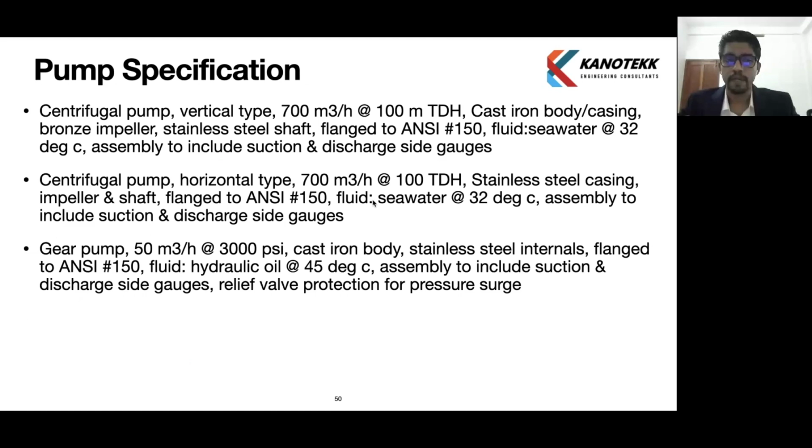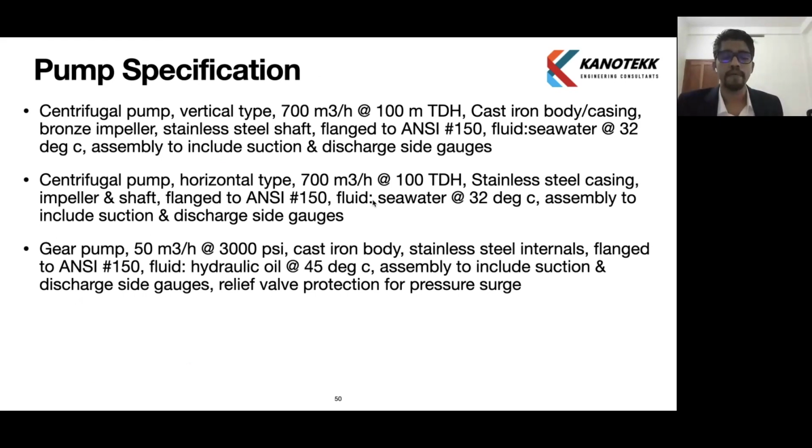The second one, the middle one, is the centrifugal pump, which is a horizontal type selection. The other factors all remain the same, but the only difference is we went for a stainless steel casing, impeller, and shaft, which we selected for more corrosive fluid. Even for seawater, we can go for stainless steel application, depending on the lifetime requirement, depending on the application, and depending on the client specification. Some clients require a stainless steel pump.